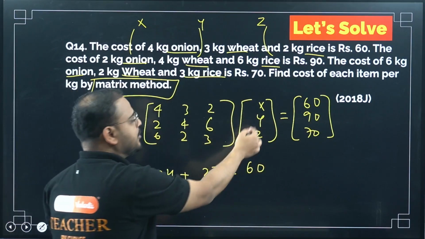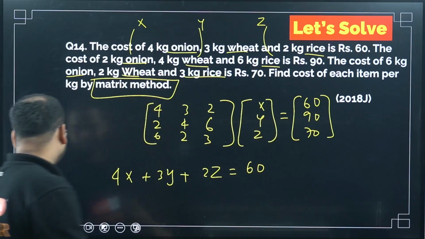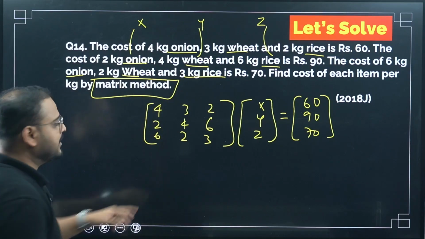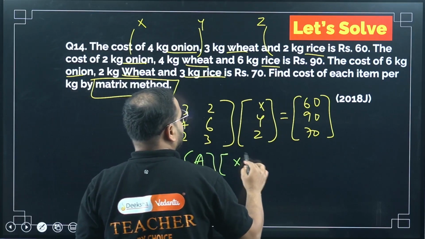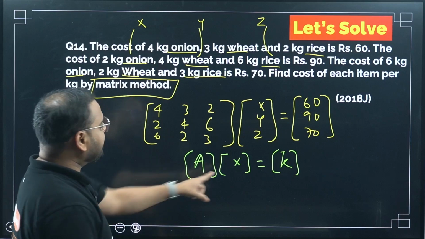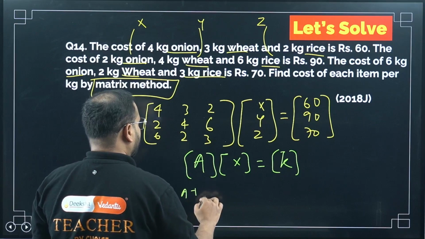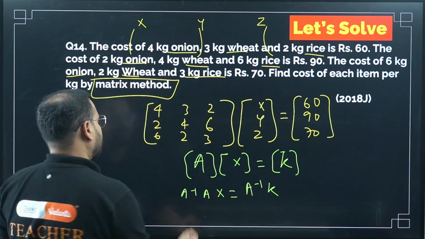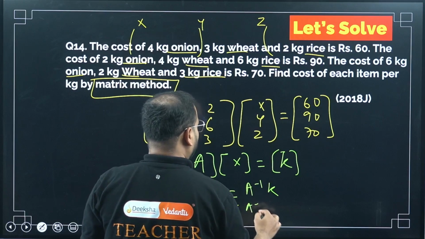They're asking us to find the cost of each item. So if I find the value of x, y, z, that's what we are finding out. Okay, I'll erase this part. Now please check here. I can write this as matrix A, this as matrix X, and this as matrix K for the constants. I want to find X, which means I have to get rid of A. How will I find this? Multiply with A inverse. So A inverse of A of X equals A inverse of K. A inverse of A is simply identity, so nothing to write. X equals A inverse of K, sir.